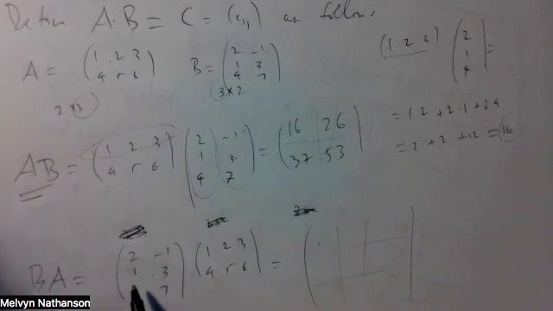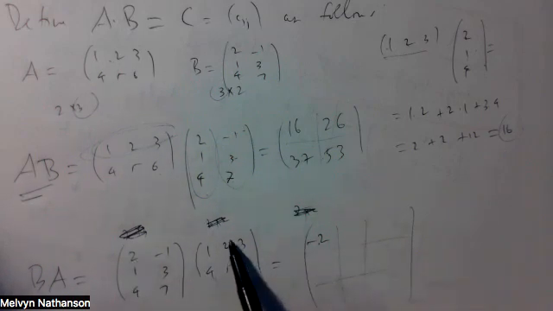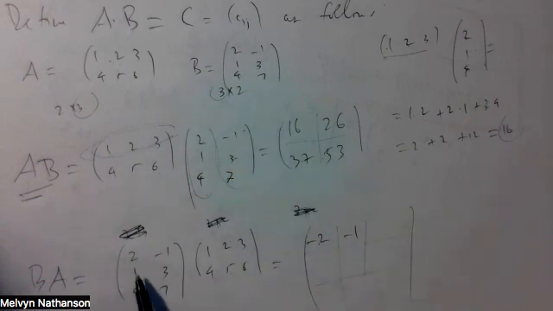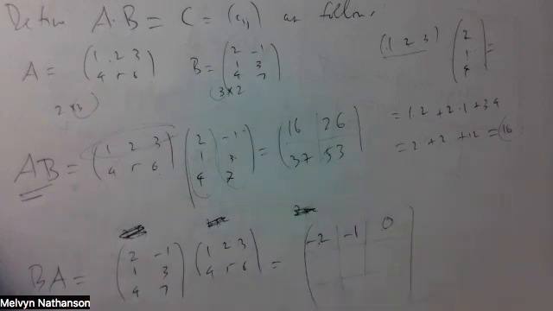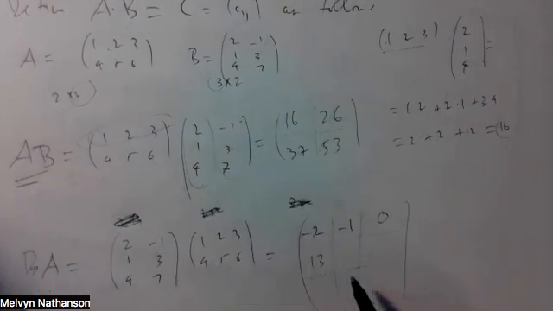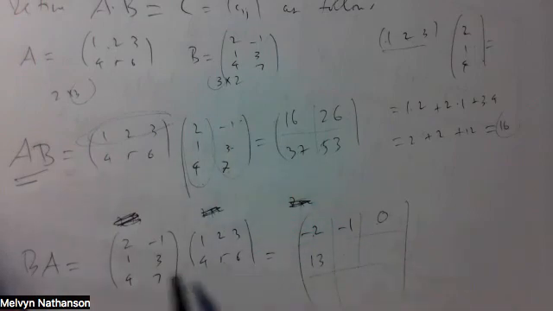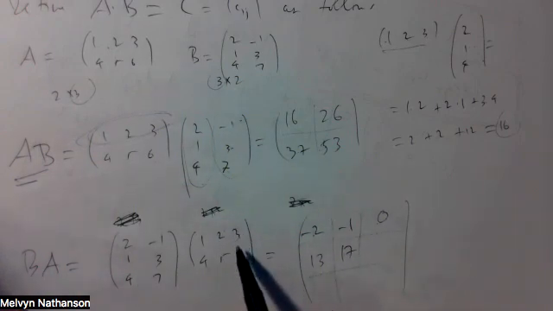First row, first column, this times this is 2 minus 4 is minus 2. First row, second column, 4 minus 5 is minus 1. First row, third column is 6 minus 6 is 0. Second row, first column, 1 plus 12 is 13. Second row, second column, 2 plus 15 is 17. Second row, third column, 3 plus 18 is 21.